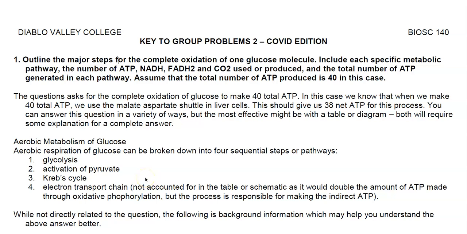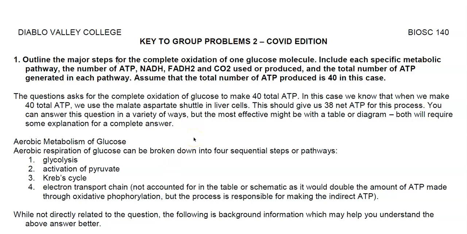2. So the first question is the same as it was originally, and basically asked to outline the major steps for the complete oxidation of one glucose molecule. And I want you to include the ATP, NADH, FADH2, CO2, and things like that. Assume that the total amount of ATP is 40 in this case. Knowing that it's 40, it tells us a couple things.